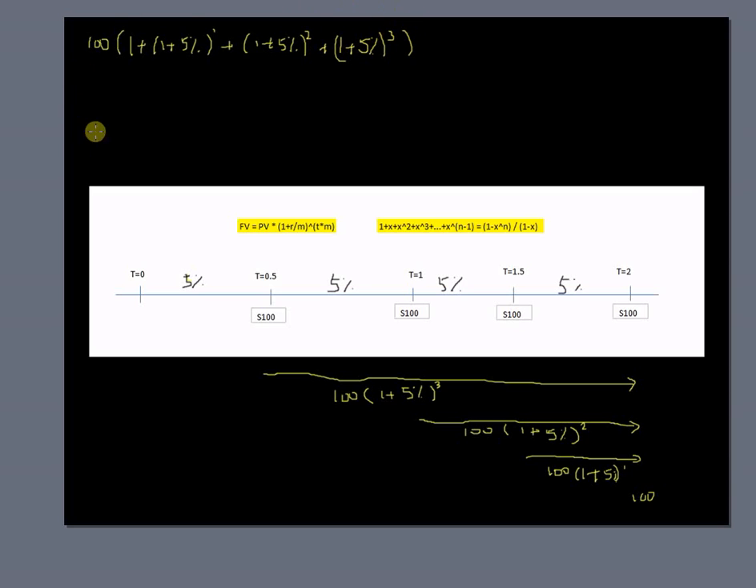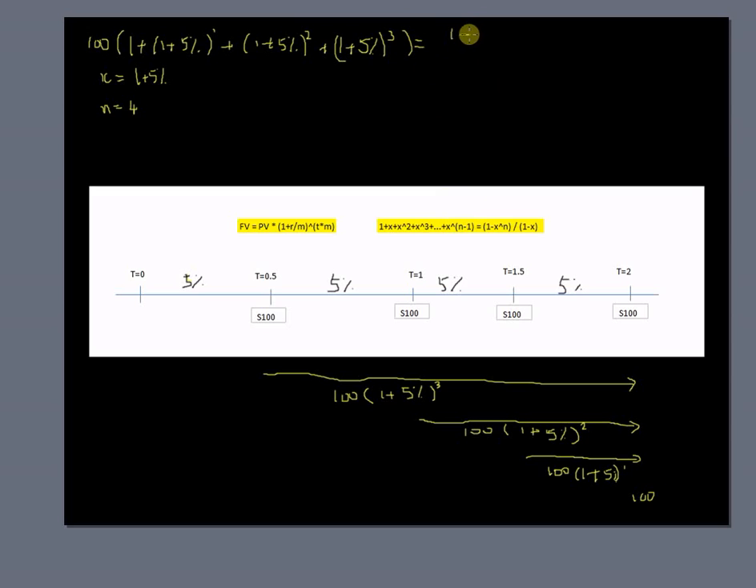Okay, so if you compare this whole expression and the expression that we have here, it becomes very similar. So this x will be our 1 plus 5% here. And what's n? N here will be 1, 2, 3, 4, because there are 4 expressions here. 1, 2, 3, 4.